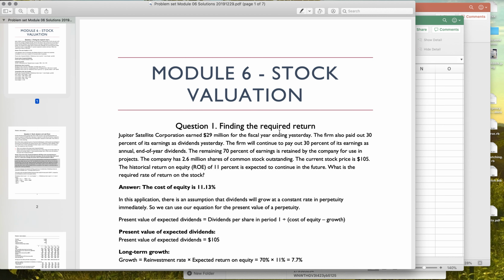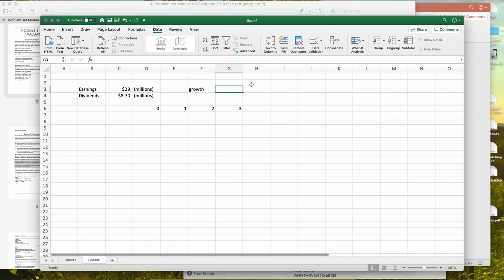So we're going to have some growth rate. They're going to keep 70% of their earnings, and the earnings are going to grow at 11%, so the growth rate is just going to be 0.7 times 0.11. R, we don't know, but let's take a guess. So we are solving for R. Let me highlight this.